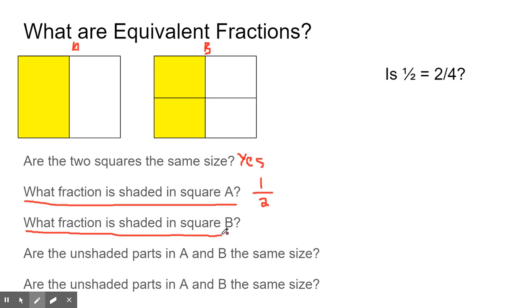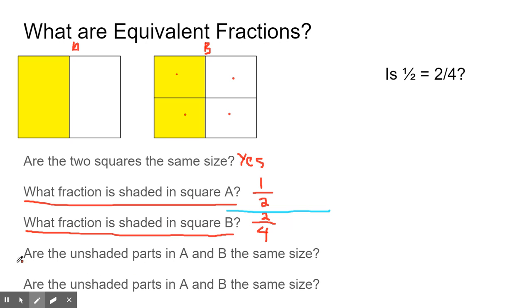Now we need to know what fraction is shaded in square B. Well, right away, I see that square B is split into 1, 2, 3, 4 equal parts. So 4 will be our denominator. And how many of the equal parts are shaded yellow? 1, 2 of the 4 equal parts are shaded yellow. So our fraction for square B of shaded yellow is 2/4. I'm just going to put a little line here so you guys can better separate them. So the fraction shaded in square B is 2/4 because 2 of the 4 equal parts are shaded yellow.